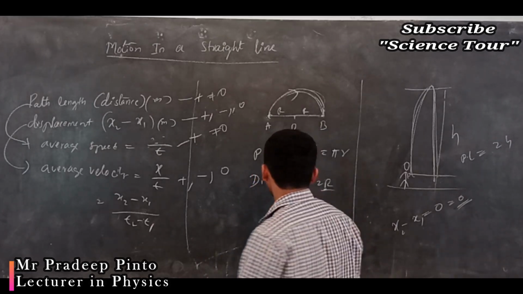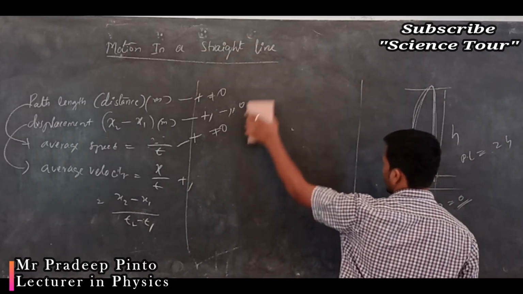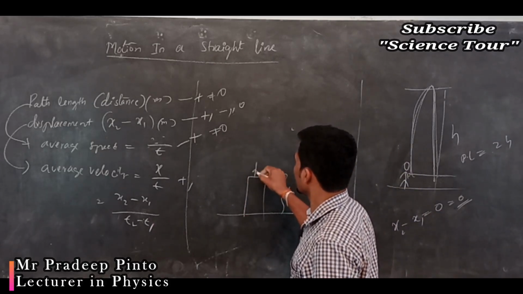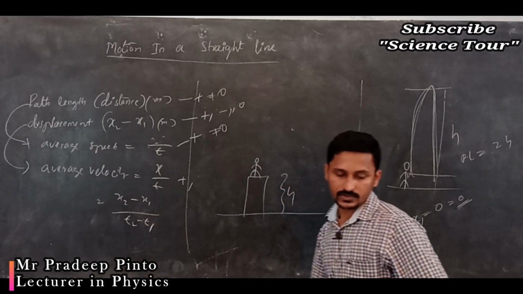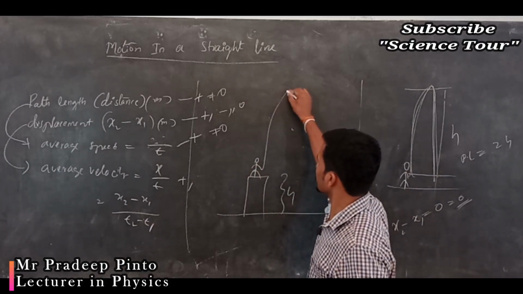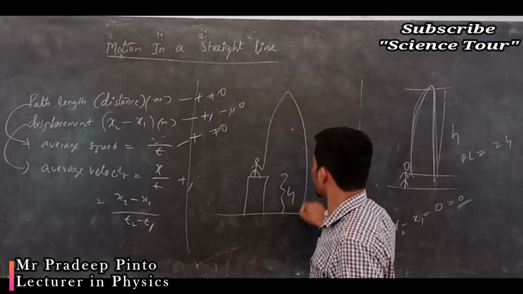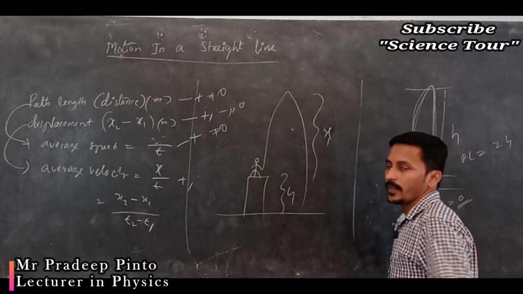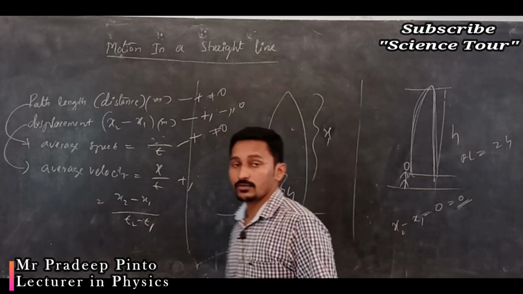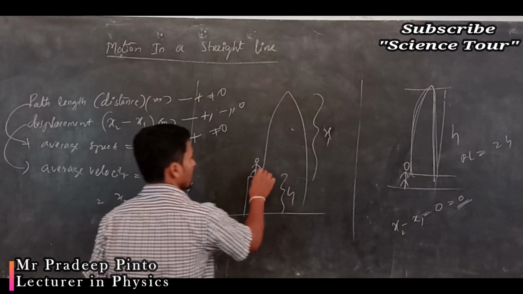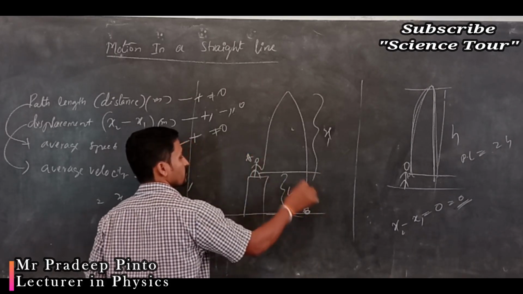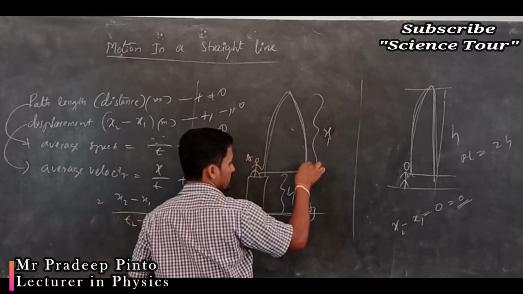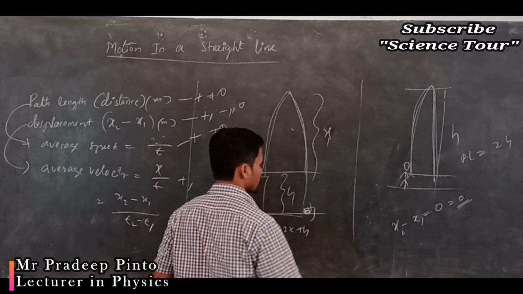Now suppose again you are on a building of a certain height h. Now this person is here. You are going to throw the object up to a certain height x. Now what is the displacement and what is the path length? The object is here now, A to B. Path length is how much? x, x, h: 2x plus h.